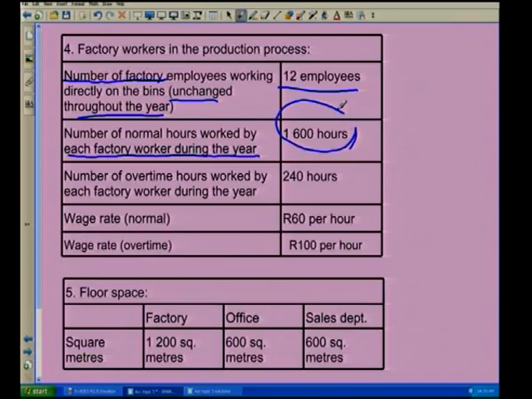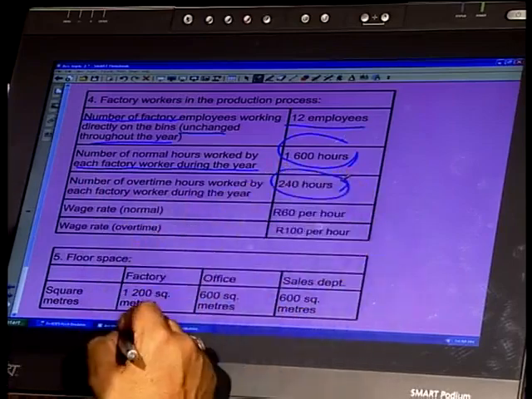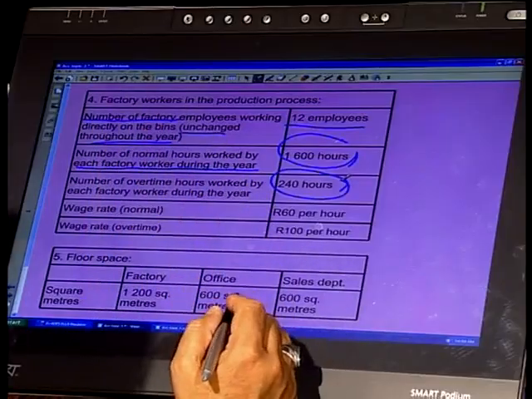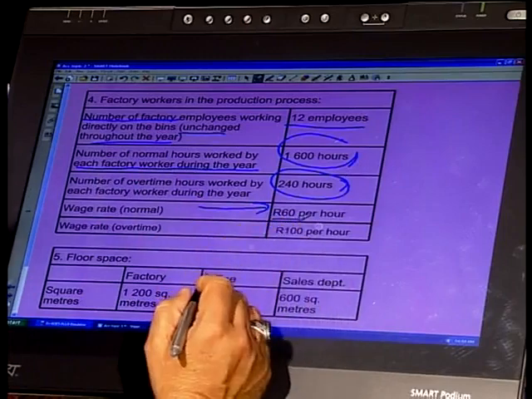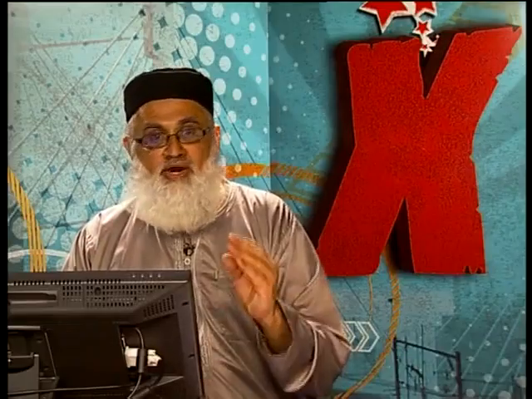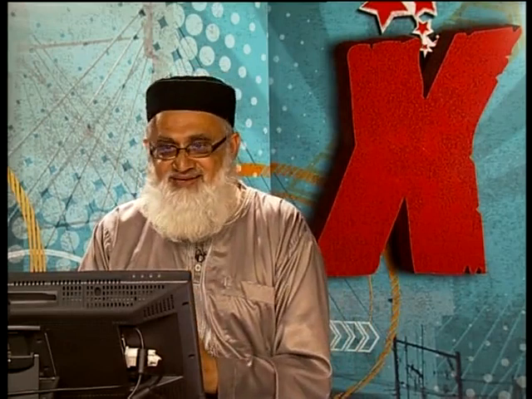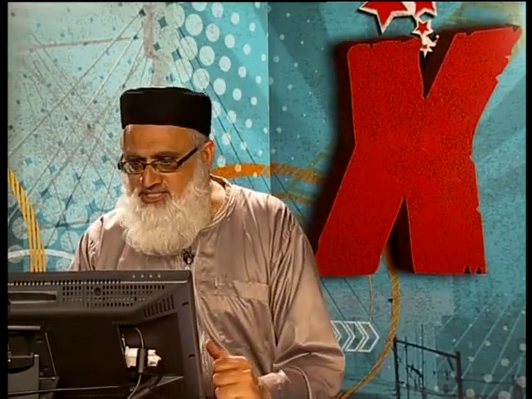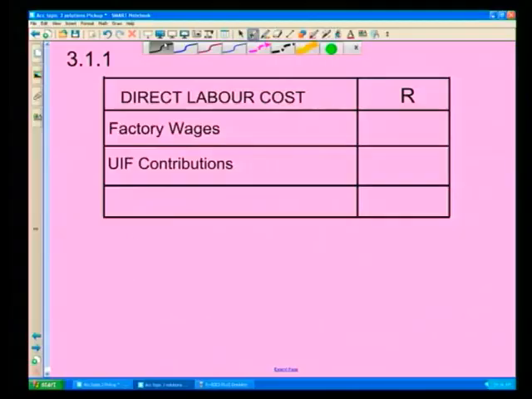Number of normal hours worked by each factory worker during the year. How much did each one work for? 1,600 hours. And what do we know? Number of overtime hours worked by each factory worker was 240 hours. What was the wages rate? What was the normal rate? Remember, normal rate in this case is 60 Rand per hour, and obviously overtime rate will always be higher, in this case 100 Rand per hour. So we do a calculation, guys.